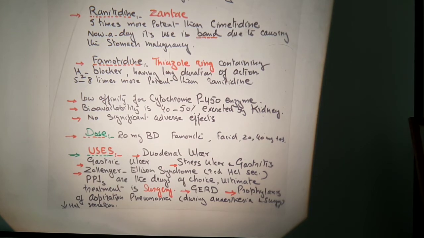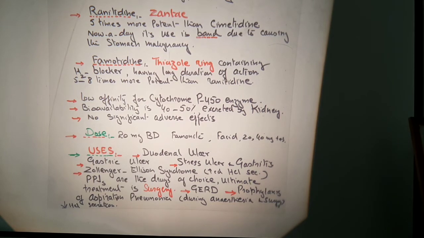Bioavailability is 40 to 50%. It is excreted by the kidney. These drugs are usually excreted by the kidney, so if the person has some kidney problem or is suffering from kidney failure, then these drugs should not be given to those patients, because the excretion of this drug takes place through the kidney. No significant adverse effect of famotidine, right?